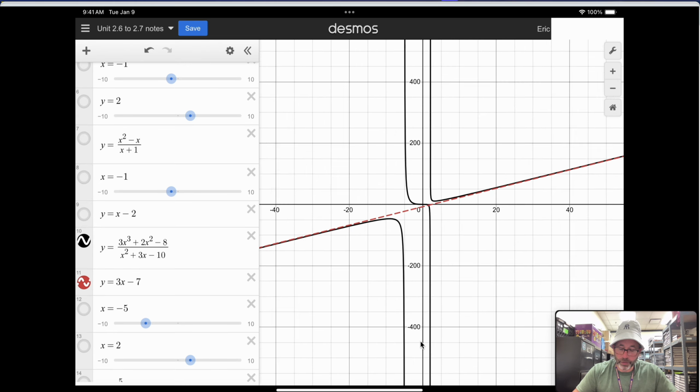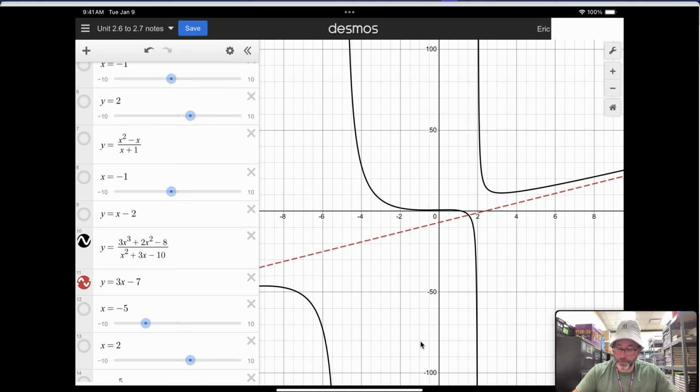Okay, I'm going to zoom back in now that we saw the slant asymptote. Let's look at my vertical asymptotes here. X equals negative 5 and x equals 2. And you can see that my graph follows those. And now if I was to say to you, whoopsie doodle, what was it, negative 5?